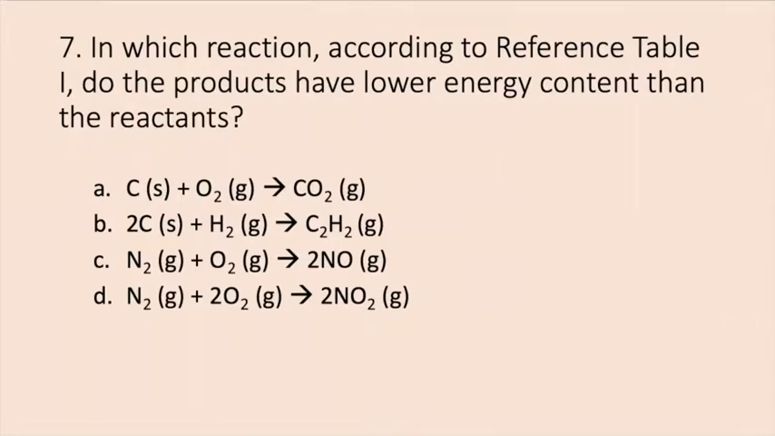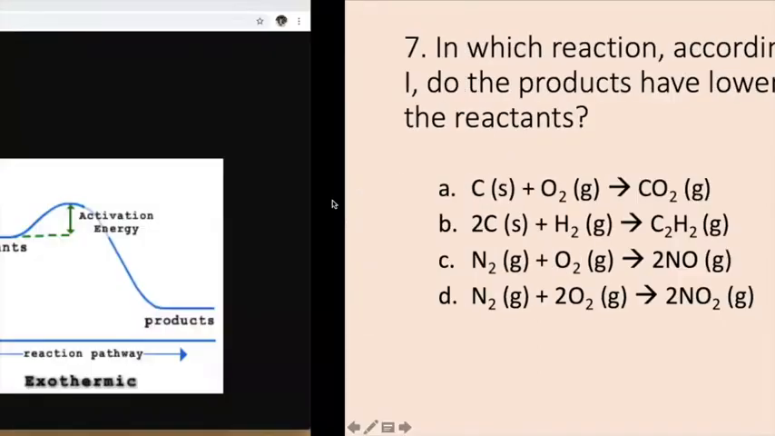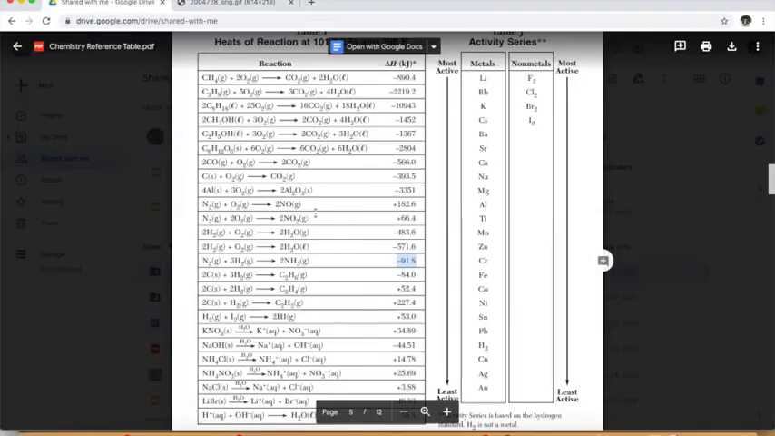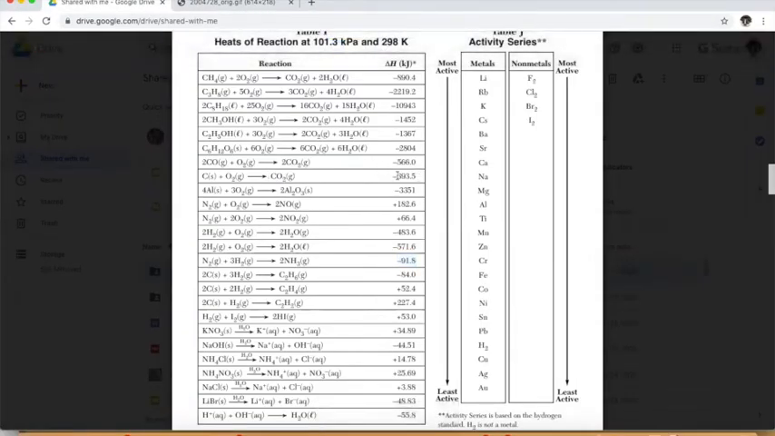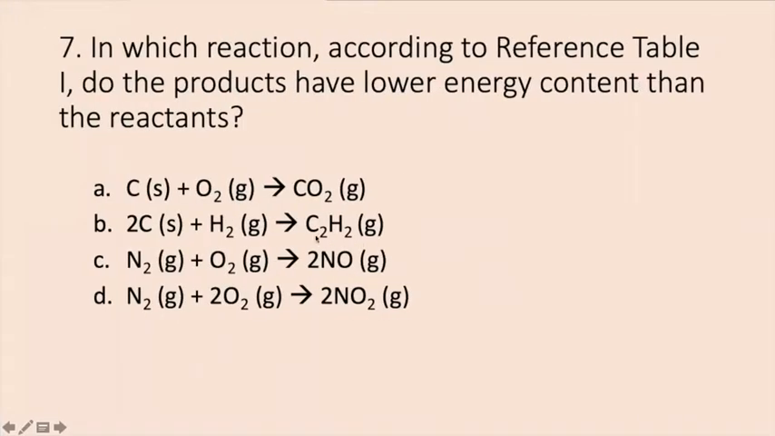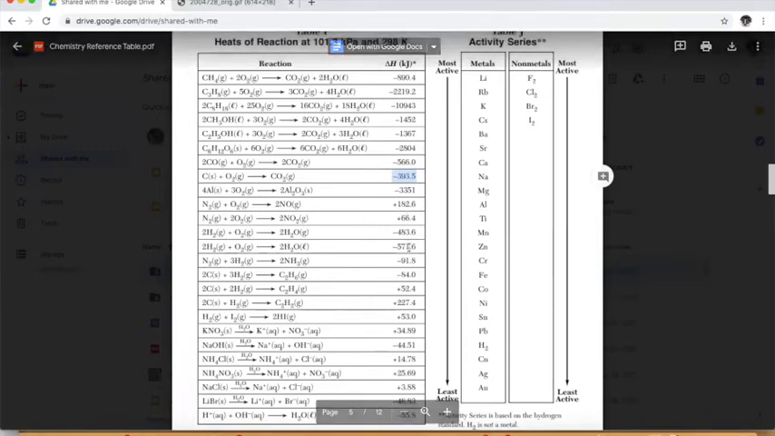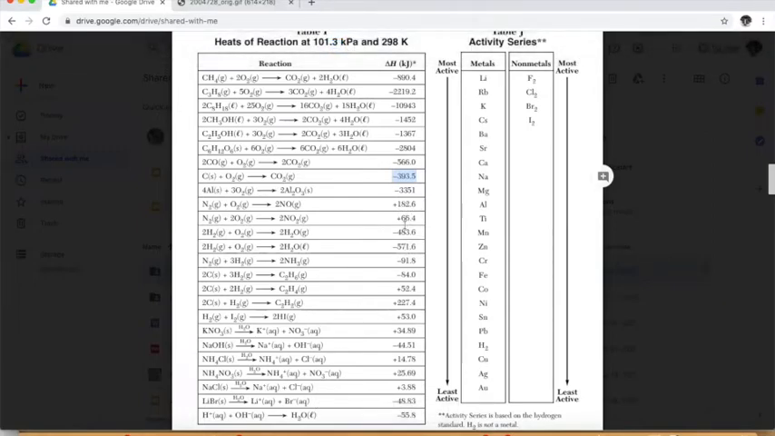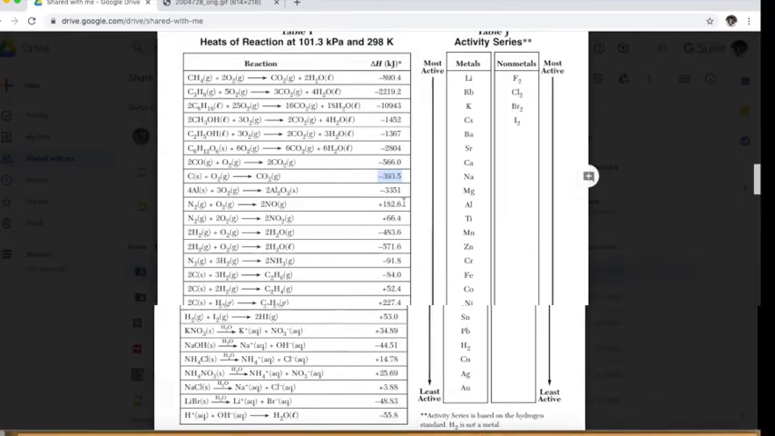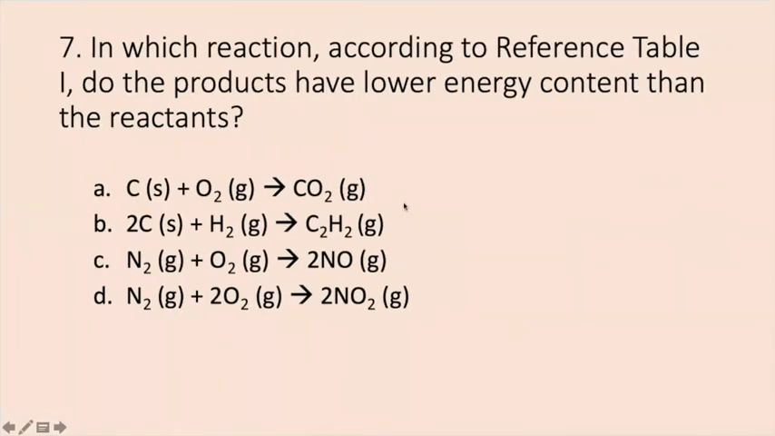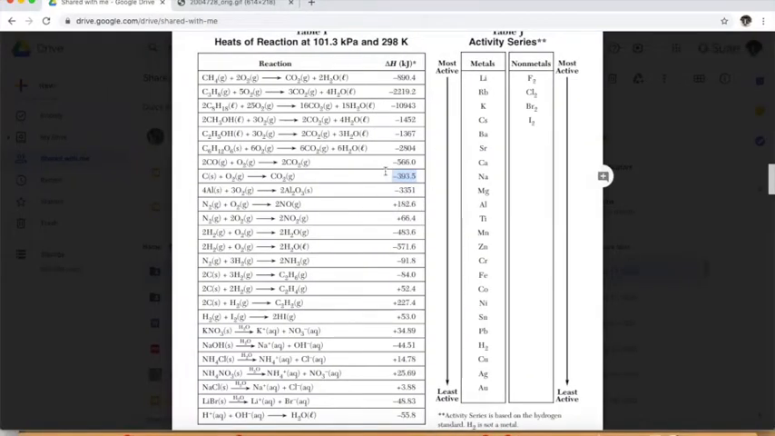Okay, the correct answer is going to be letter A up here, CO2, because when we go over to Table I and we find CO2, for 1 mole of CO2, we're at negative 393.5. But every other answer that they gave us, C2H2, 2NO2, and 2NO, 2NO2, all of those on here, when you look, are going to be positive. So it's not exactly an exothermic reaction, is it? Exothermic reactions on Table I are always going to be negative.